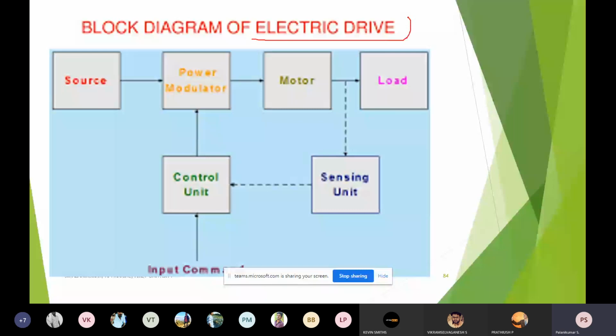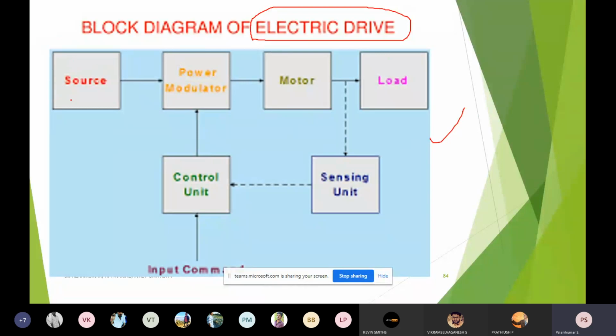Electric drive. So what is the difference between a motor and an electric drive? A motor is an individual component, but an electric drive is not about an individual component. It is a group of components arranged in such a manner that it is capable of executing a desired work, with all the other components arranged in a designed manner. So this is a very fundamental block diagram of any electric drive. So here, what does that mean?